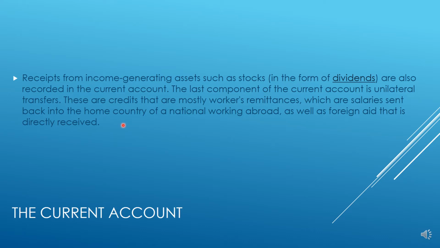Also, the receipts from income generating assets such as stocks, in the form of dividends, are also recorded in the current account. The last component of the current account is unilateral transfers. What are these transfers? These are the credits that are mostly workers' remittances, such as salaries sent back to the home country of a national working abroad, as well as any foreign trade that is directly received. So, all these things come under what is known as unilateral transfers.